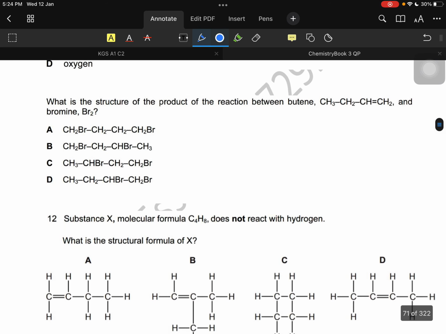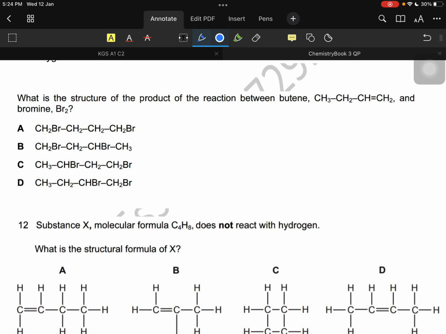Yeah, this one is really interesting. What is the structure of the product? So they're asking for the structure of the product of the reaction between butene and bromine. So they're talking about addition of bromine over here.